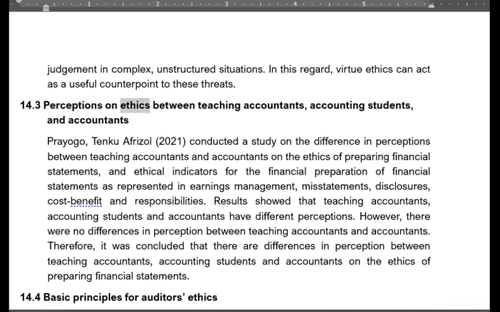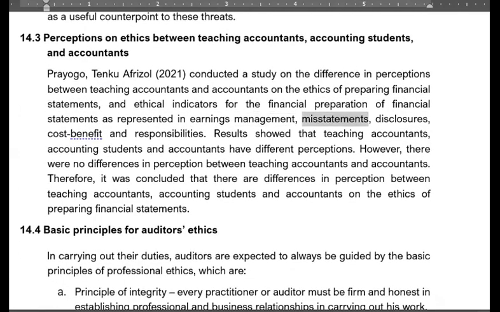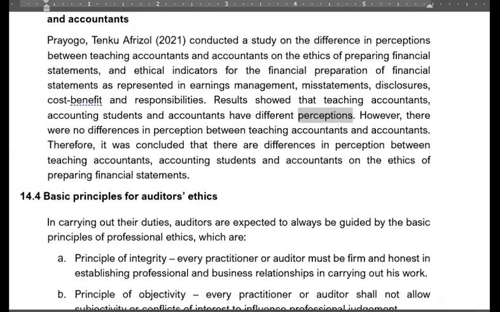14.3 Perceptions on Ethics Between Teaching Accountants, Accounting Students, and Accountants. Prayogo, Tengku Afrizal, 2021, conducted a study on the difference in perceptions between teaching accountants and accountants on the ethics of preparing financial statements, and ethical indicators for the preparation of financial statements as represented in earnings management, misstatements, disclosures, cost-benefit, and responsibilities. Results showed that teaching accountants, accounting students, and accountants had different perceptions.